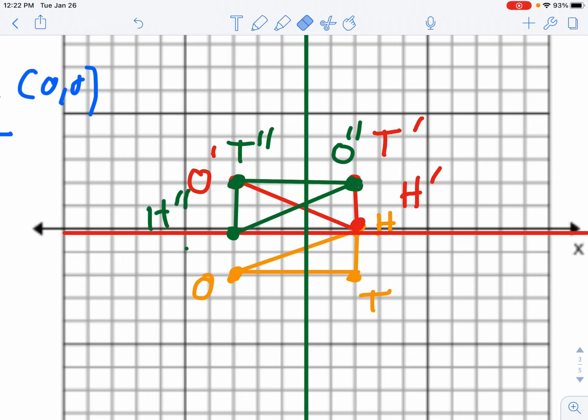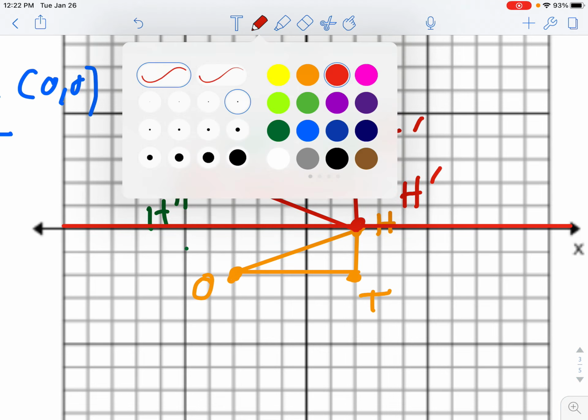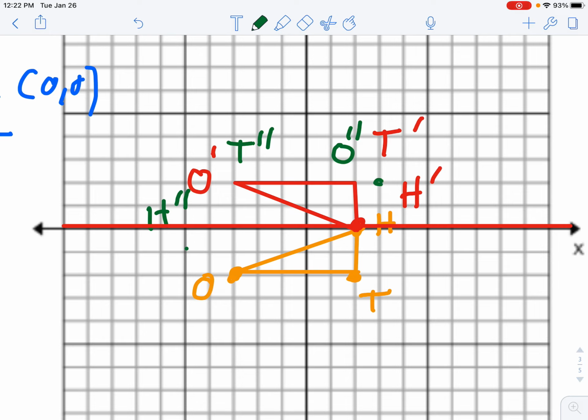actually, timeout. Small mistake here when I did that. Actually undo. I got a little too excited. Okay, so again, caught a mistake. O prime actually goes there. T prime and then H prime. So things don't necessarily line up exactly. Small mistake. There we go, much better.